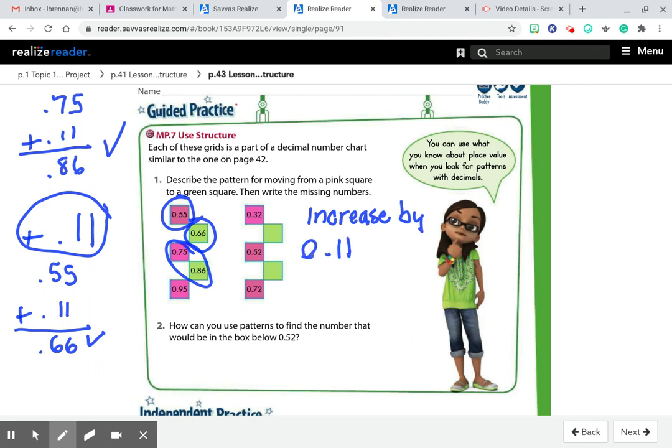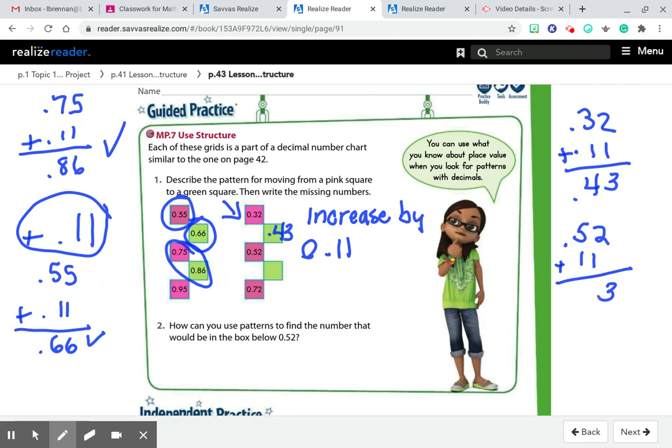11 hundredths. And so to figure out what we would put in this next array, we're going to say 0.32 plus 11 hundredths is 0.43. 0.52 plus 11 hundredths is 0.63. And that will finish those little parts of the decimal chart.